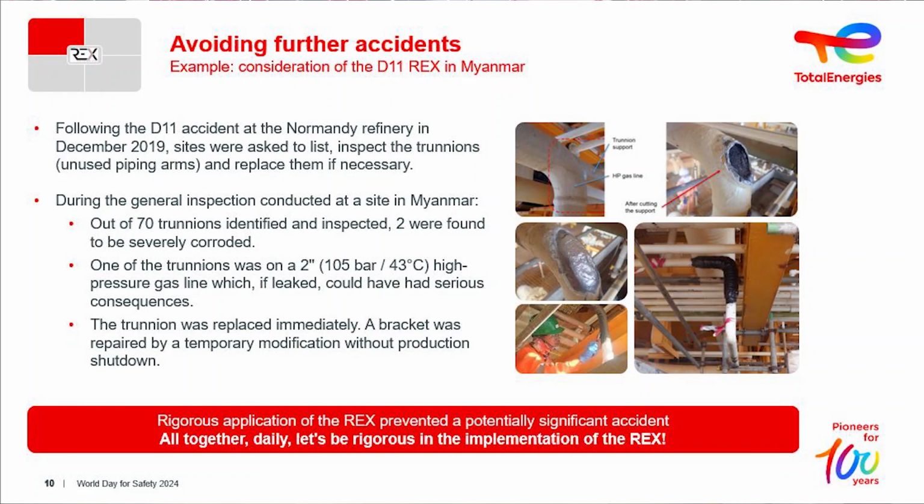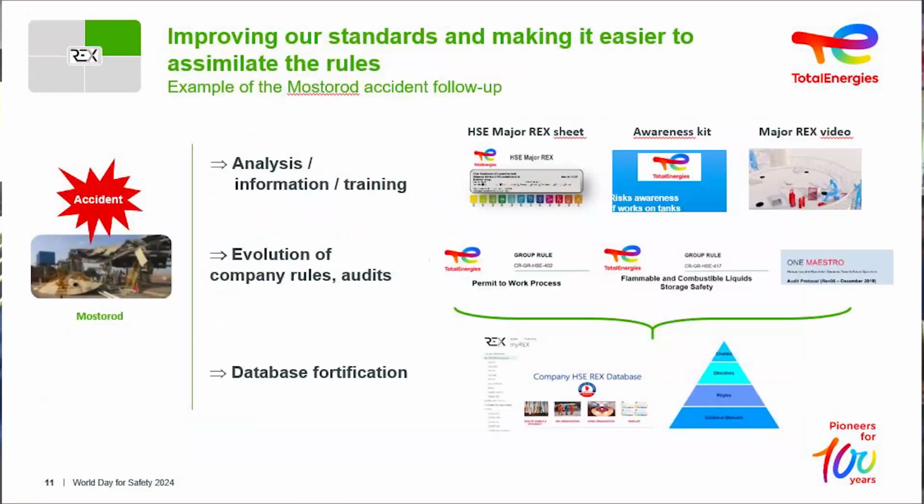The next one, next slide. Improving our standards and making it easier to assimilate. An example is the Mosteroid accident. After this, a major REX was issued. This was developed into awareness kits that people could learn from across the business. And we also have a major REX video, which we can see today. Many of us, even the people in operations, can use it as a tool to carry out safe operation.